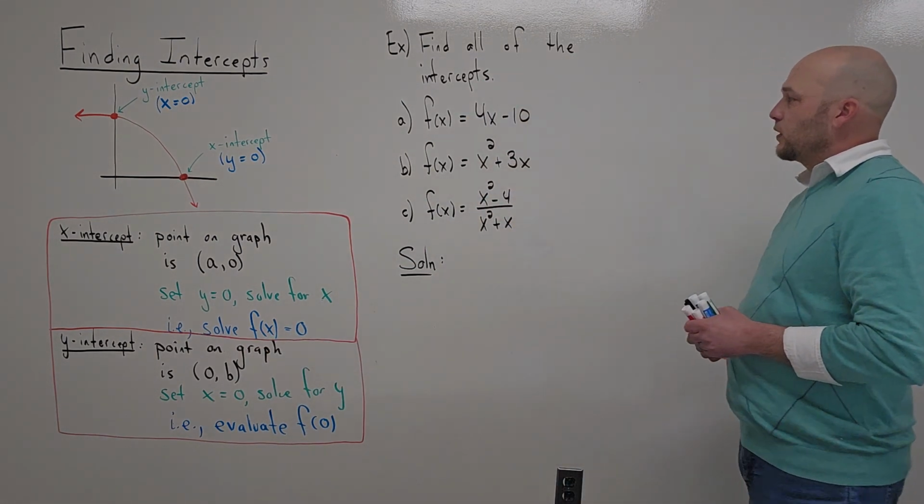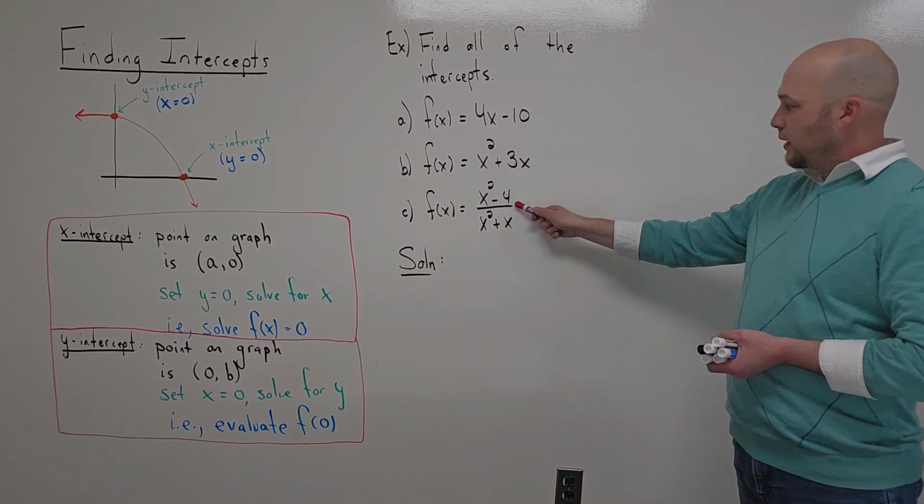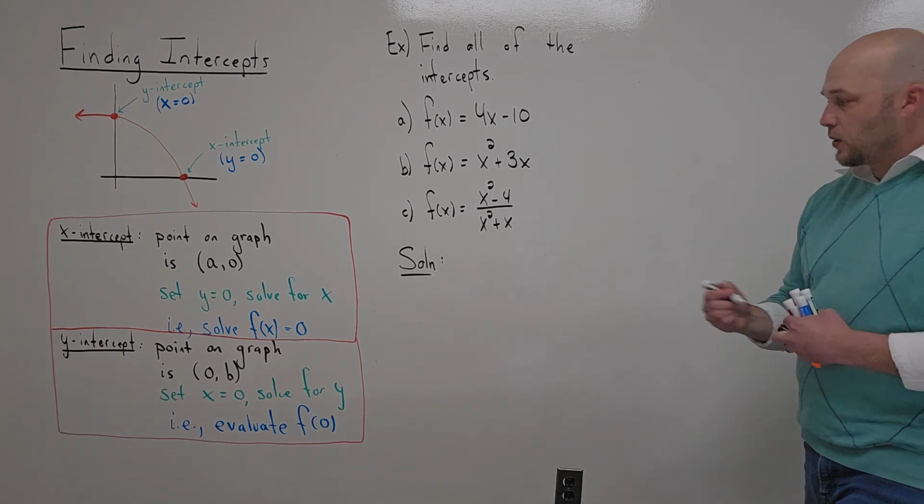Let's look at a couple different types of functions here. I've got a linear function, a quadratic function, and a rational function. Let's find the intercepts of each one of those.